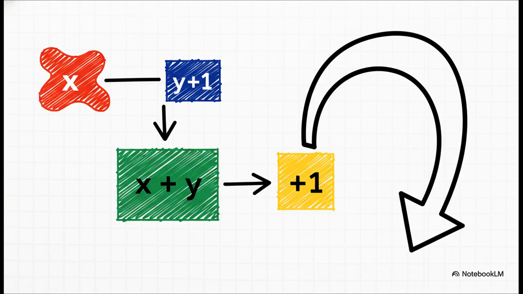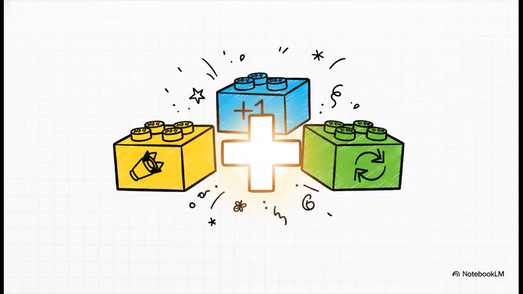Now for the really clever part, the recursive step. If we want to calculate x plus some number, let's call it y plus 1, we define it as the result of a simpler problem, x plus y, and then we just add 1 to that result. And what does add 1 sound like? Yep, that's our successor function. See how it works? It keeps making the problem one step simpler until it hits our base case of adding 0. And that's it. We just did it.